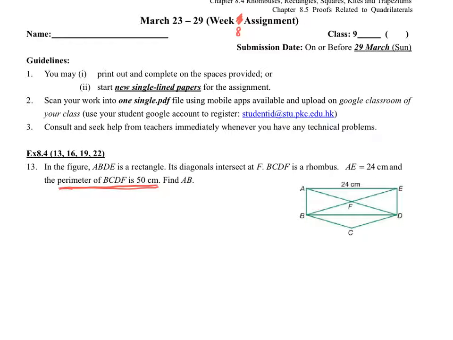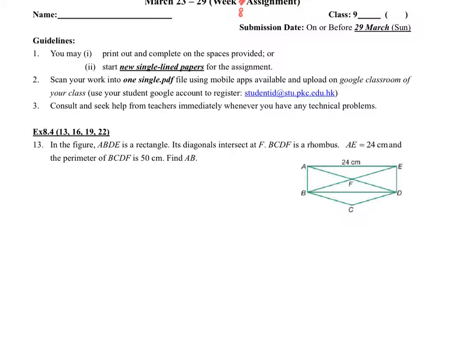In general, you cannot claim anything, but BCDF is a rhombus. It means if you want to find, let's say, DF, then you can find DF by 50/4. So how can you claim this? This is actually a property of rhombus, so you have to write the reason. So let me tell you the flow of this question.